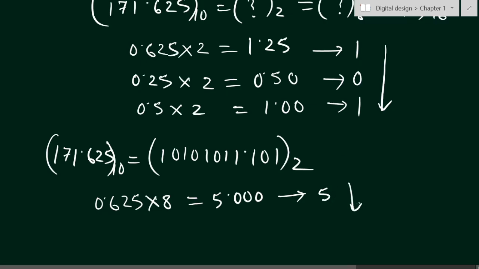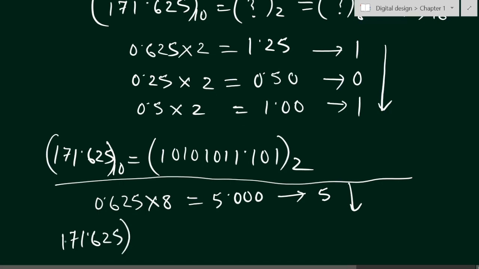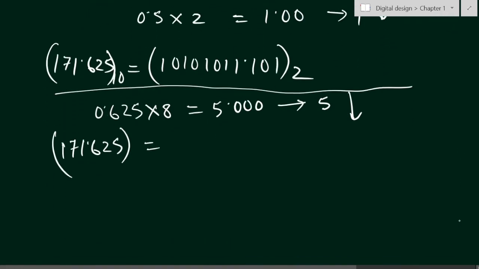In this way again we have to see. So the octal equivalent of 171.625 in octal will be: the integer part is 253. You write 253, and the fractional part will be 0.5. This is the octal number.